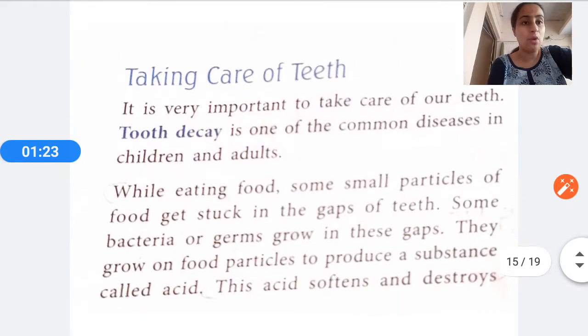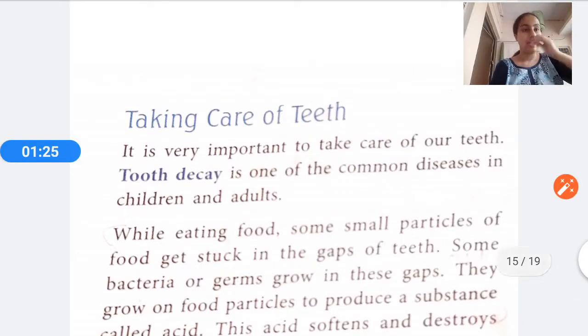Now I am moving forward to an important part, how we should take care of our teeth. It is very important to take care of our teeth. Tooth decay is one of the common diseases in children and adults, a very common problem. So we should always take care of our teeth. I hope you are brushing your teeth twice daily, in the morning and before going to bed.